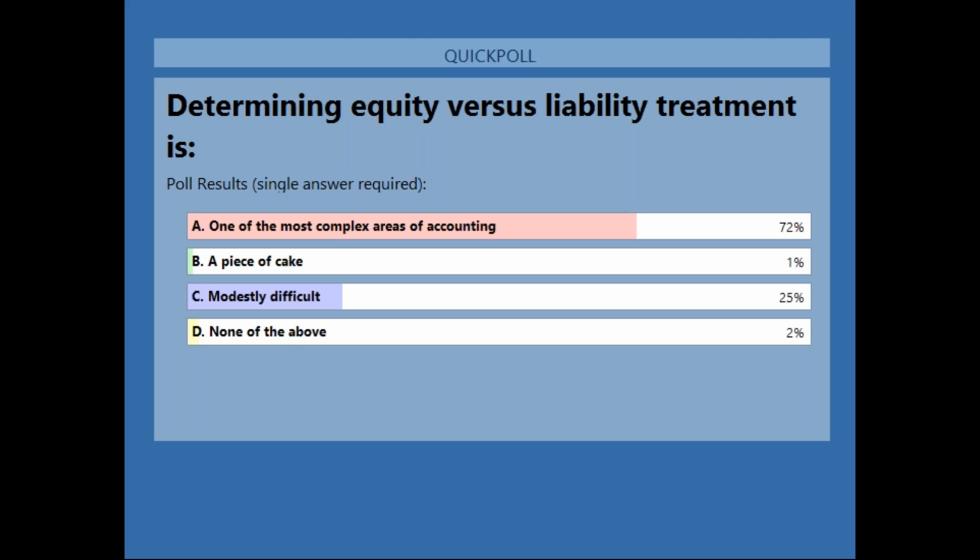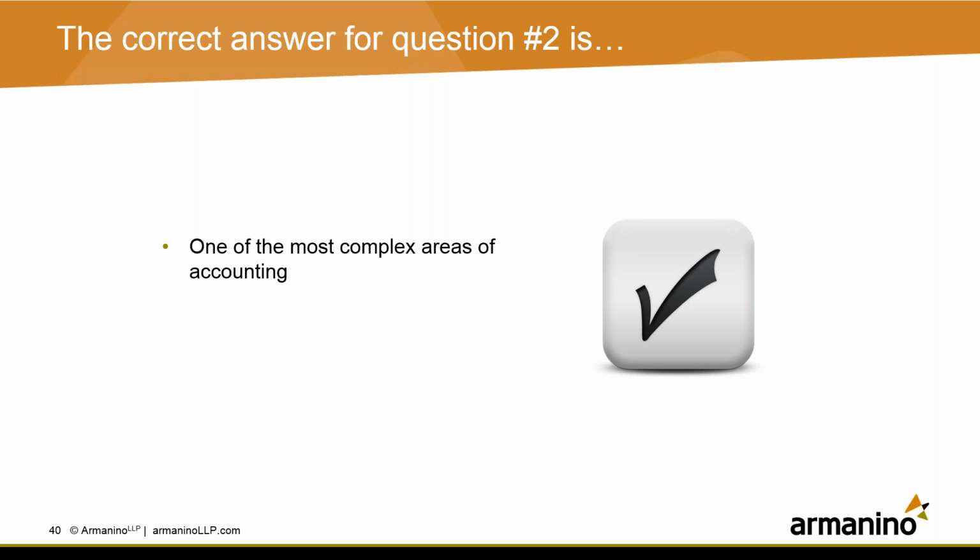Yeah, I think it really depends on the type of instruments that you have on your balance sheet. It may be modestly difficult for some, but if you've got significant lengthy equity or debt agreements, it can often make it very complex.